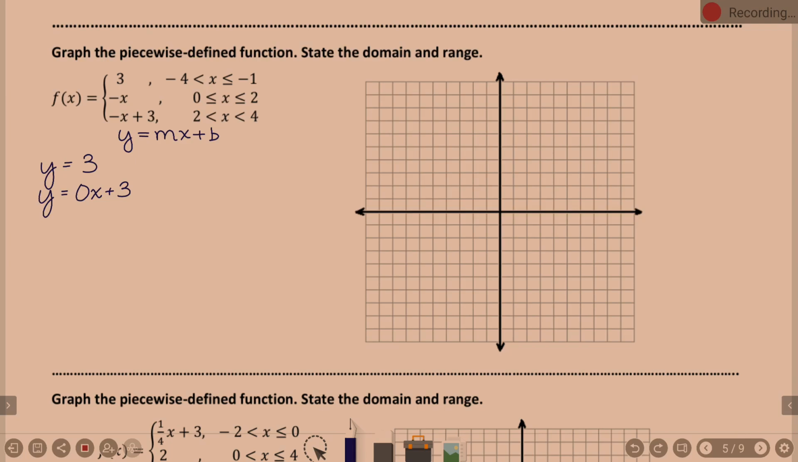But what's that mean? The b value, the 3, represents the y-intercept. The m value in front of x represents the slope. Well, a y-intercept of 3 is going to cross the y-axis at 3. What's the slope of 0 look like?